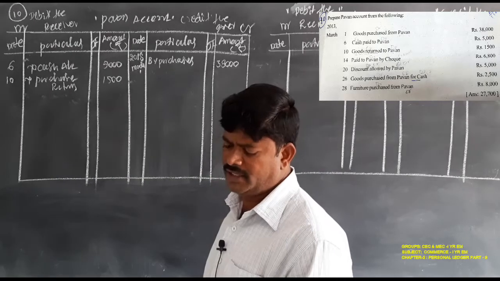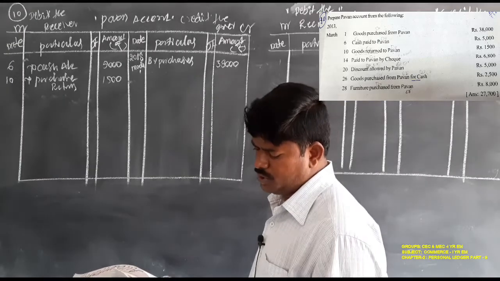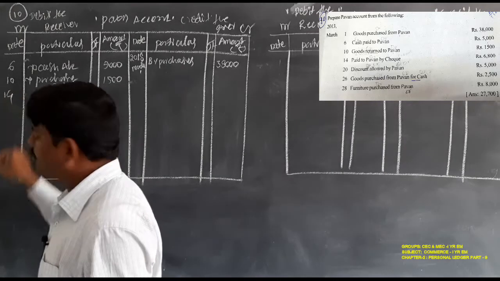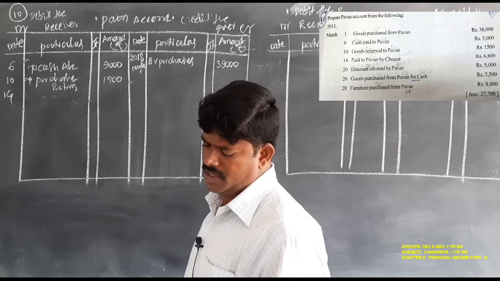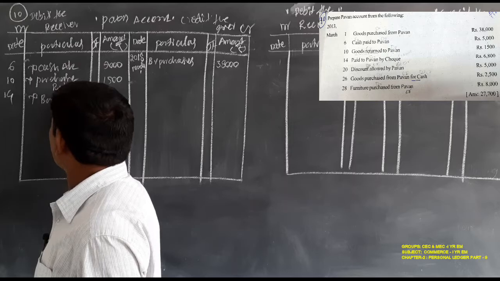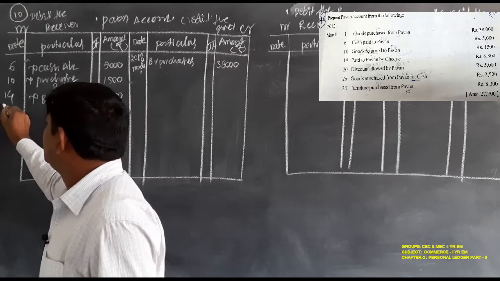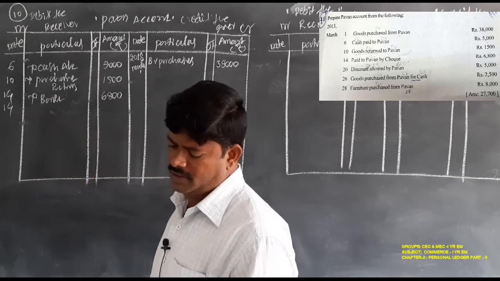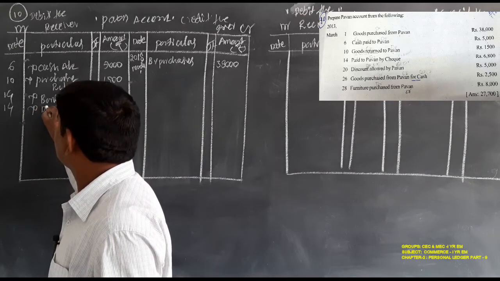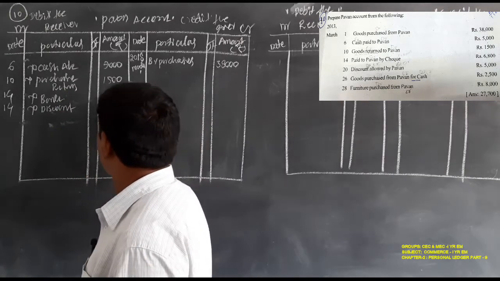Next, 14th date, paid to Pavan by check. So, 2 words are there. 14th, bank, amount is 6,800. Same date. In the problem they have given 20. It is not 20. It is also 14. To discount. And amount is 5,000 rupees.